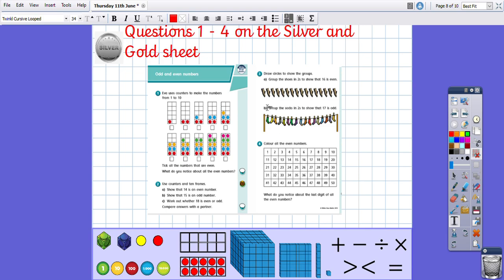And for question 4, you need to colour all the even numbers. What do you notice about the last digit of all of the even numbers? That's your challenge. That's a really important part about even numbers there.